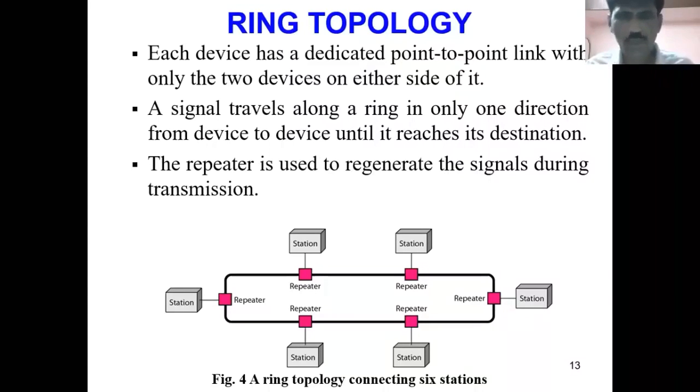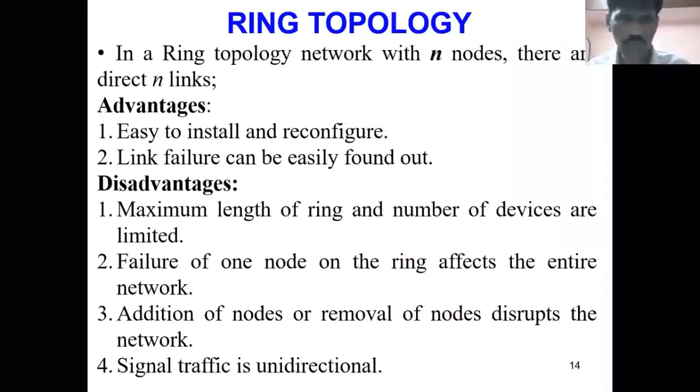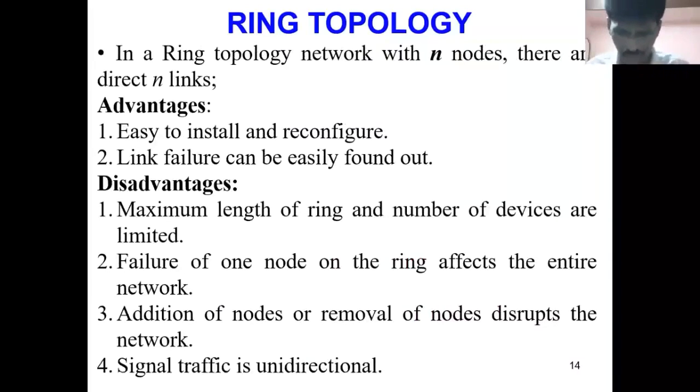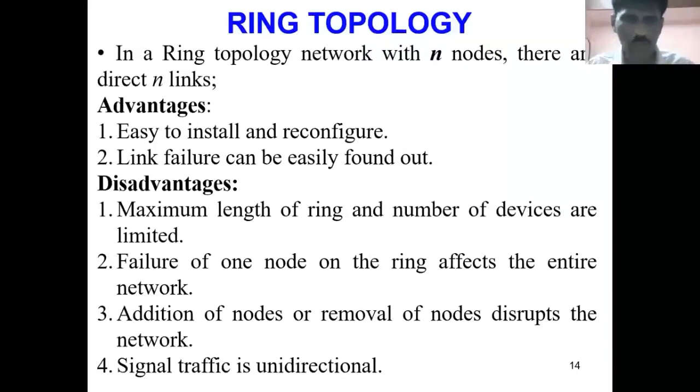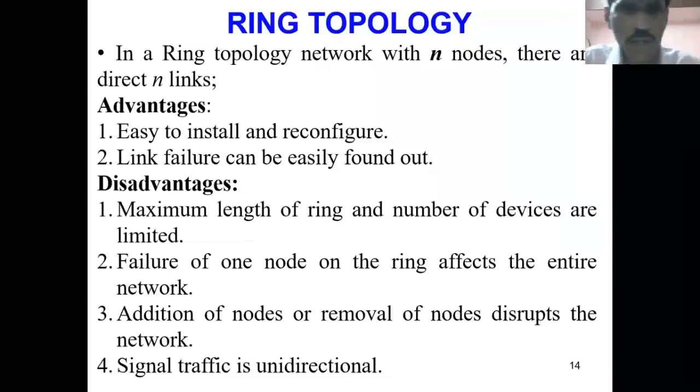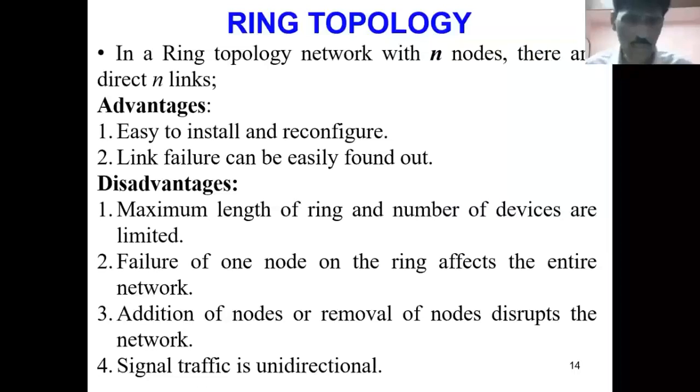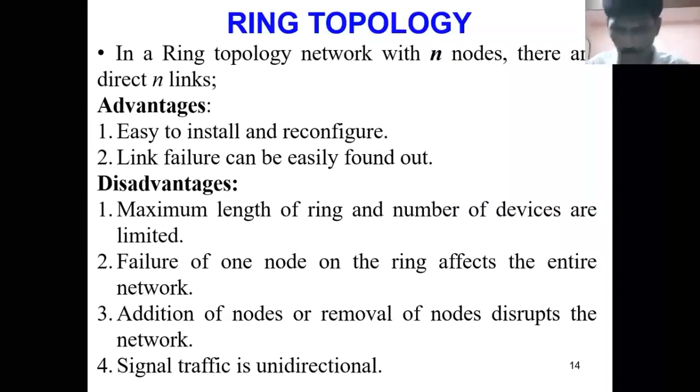Okay, then what are the advantages and disadvantages? With ring topology, the risk of packet collision is very low because the signal is traveling unidirectionally, along the ring. Also, it is easy to install and reconfigure. Link failure can be easily found out. These are some advantages. But the disadvantages: ring topologies were replaced mainly because they are very vulnerable to failure.